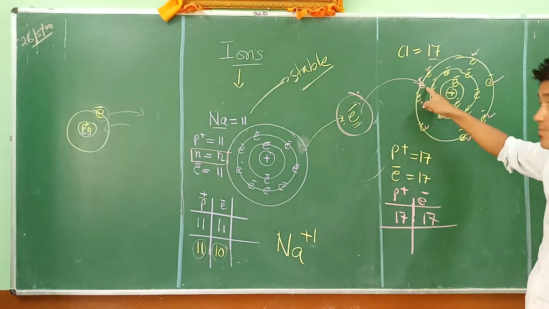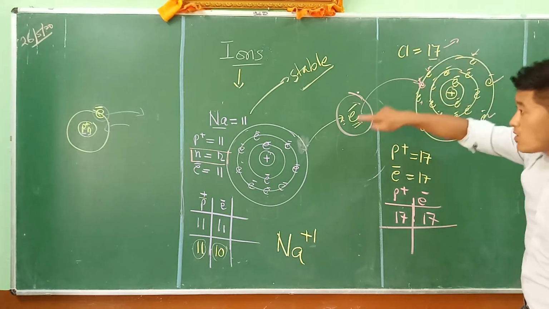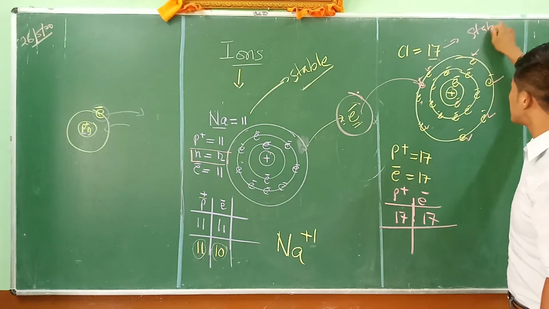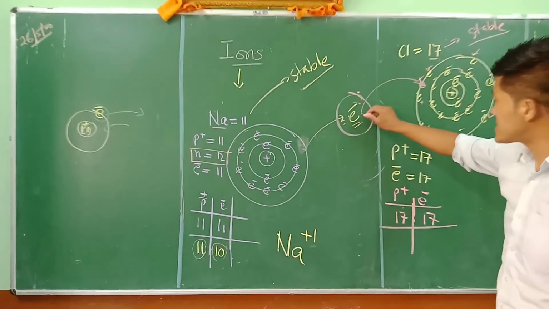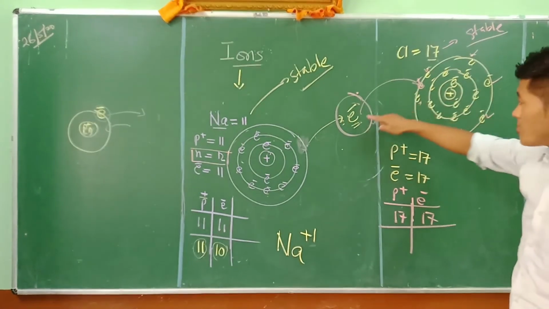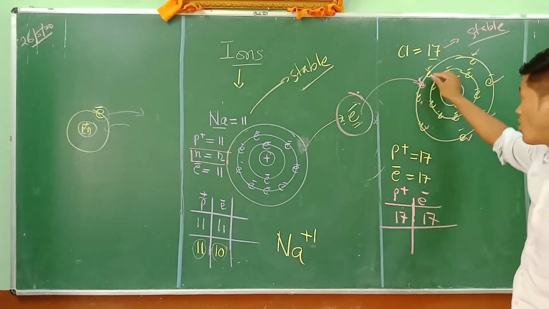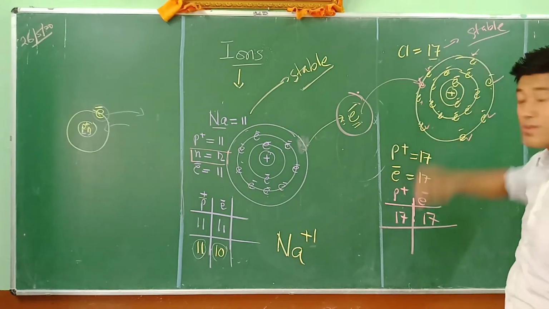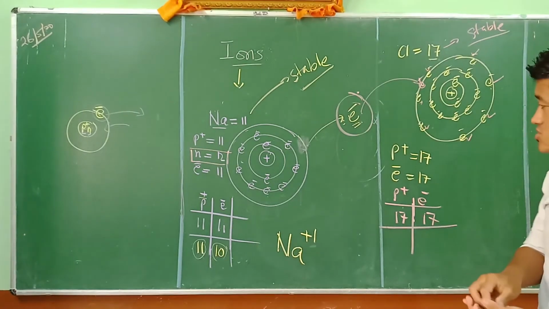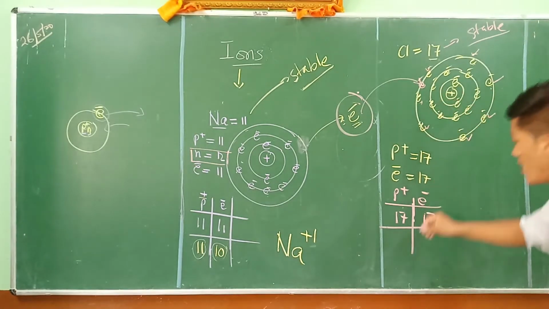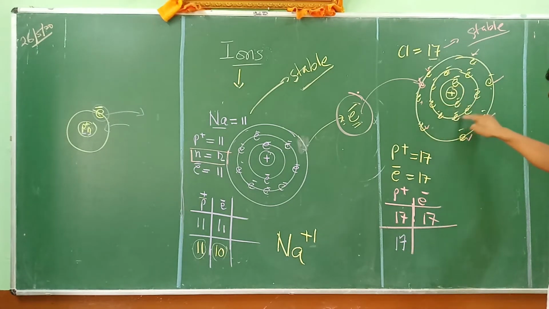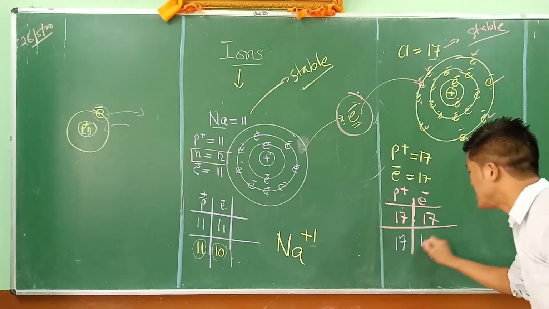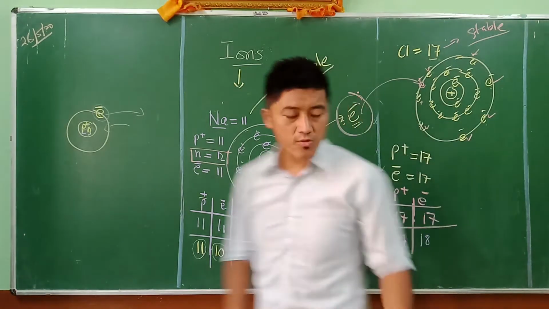Now this electron jumps into this space here and it becomes stable. As I said before, all the elements always try to get themselves into the stable state. The moment this electron joins this shell, 1, 2, 3, 4, 5, 6, 7, 8, it becomes very stable. Understand? So in our new atom, how many protons? 17. How many electrons? 1, 2, 3, 4, 5, 6, 7, 8, 9, 10, 11, 12, 13, 14, 15, 16, 17, 18. So 18.